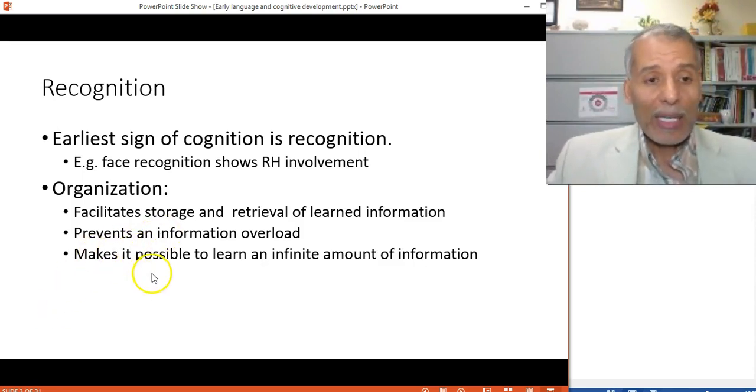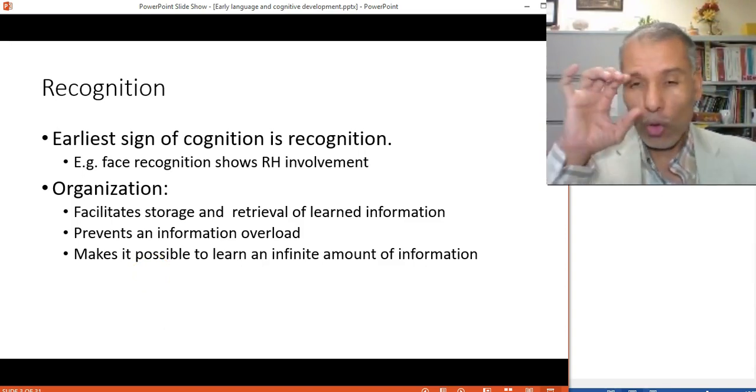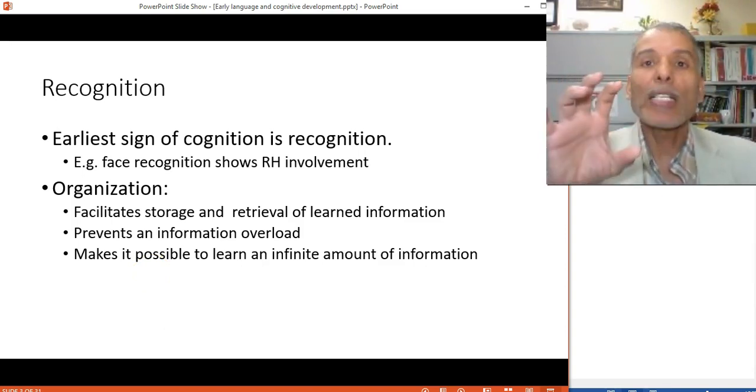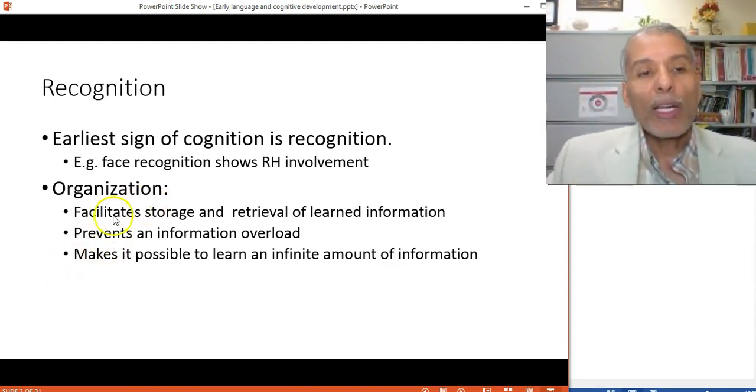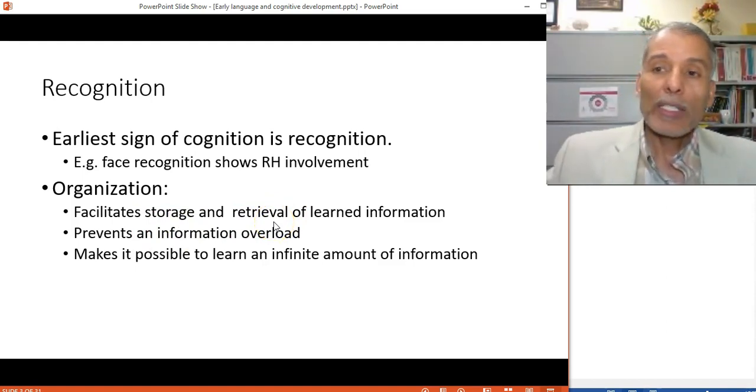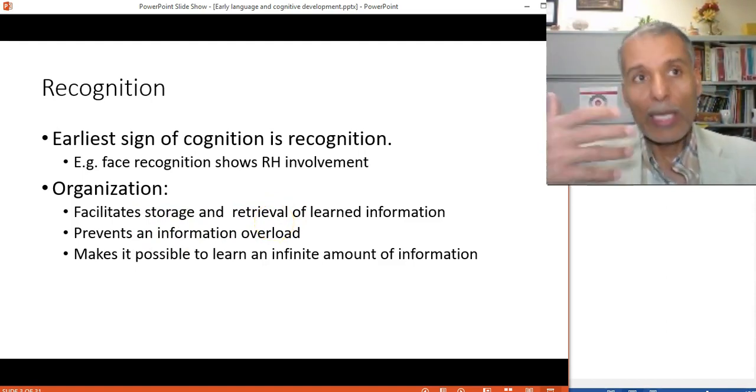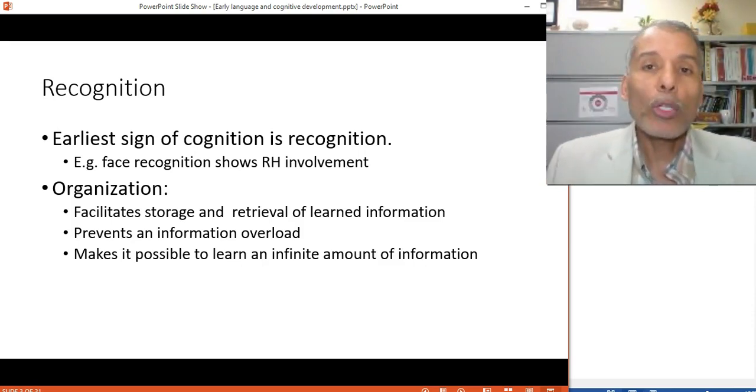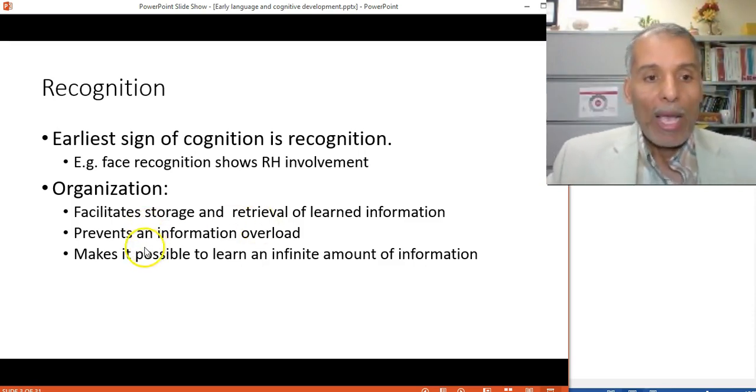So in that sense, because the brain is organized by nature, it looks for categories, it looks for patterns all the time. That is a basic principle of how the brain learns. So organization by nature facilitates storage of the information, retrieval of the information that you acquire, and it facilitates the fast intake, the fast encoding of that information.